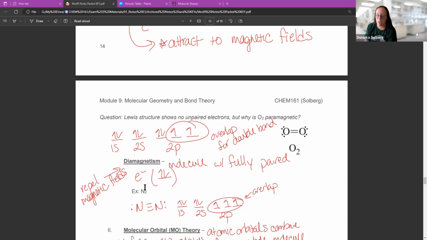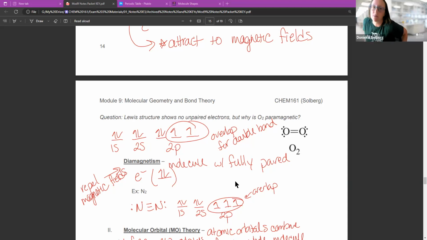So all of your molecules are going to be paramagnetic or diamagnetic, some more strongly than others. But then, for example, N2 looks like this. This is its atomic electron configuration. All of these overlap for you to get your triple bond. And we have no unpaired electrons, and this one is diamagnetic. So this one is explained using valence bond theory, but oxygen is not. So we have another theory.